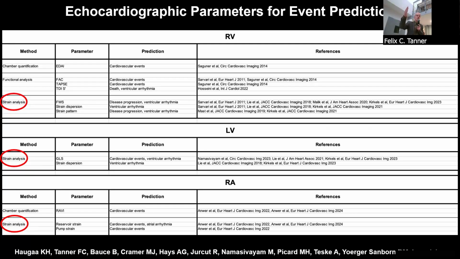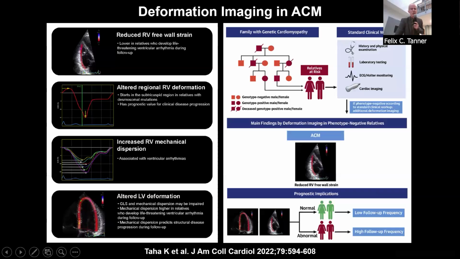And there is a lot of outcome literature in arrhythmogenic cardiomyopathy. And you see here, you don't need to read that. That's just to document that there is a lot published. Strain is showing up again and again. So most of the prediction analyses have been done with strain in arrhythmogenic cardiomyopathy. And this offers particular advantages.